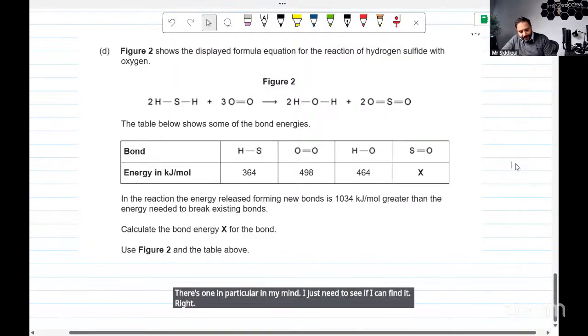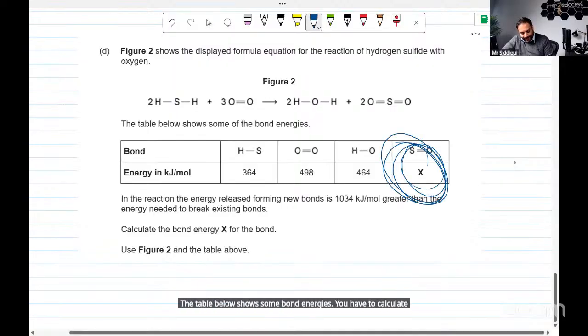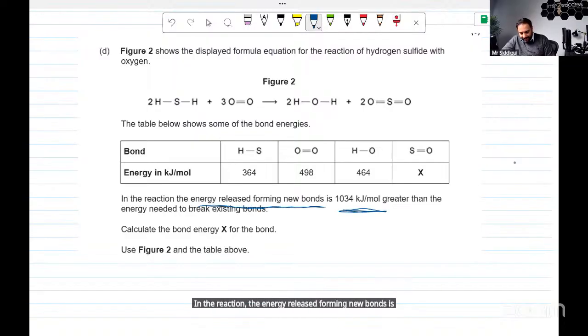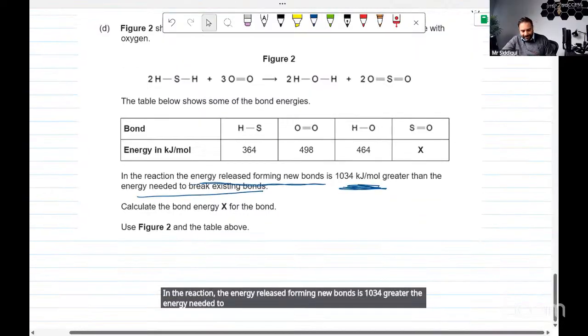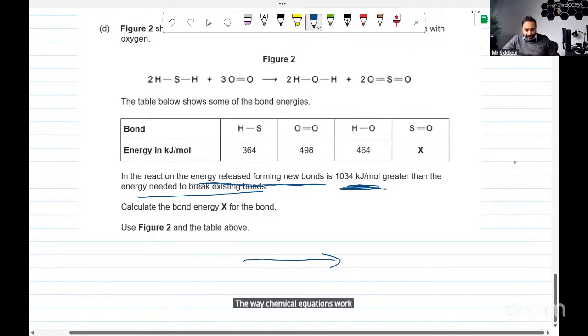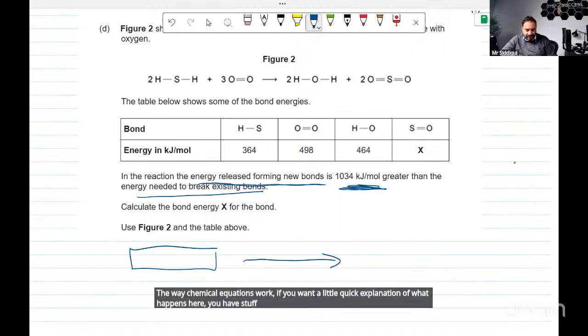Right. The table below shows some bond energies. You have to calculate this missing one, and they have told you a very important sentence, which is that in the reaction, the energy released forming new bonds is 1034 greater than the energy needed to break existing bonds. Very important question, formula. The way chemical equations work, if you want a little quick explanation of what happens here, you have stuff on the left-hand side.